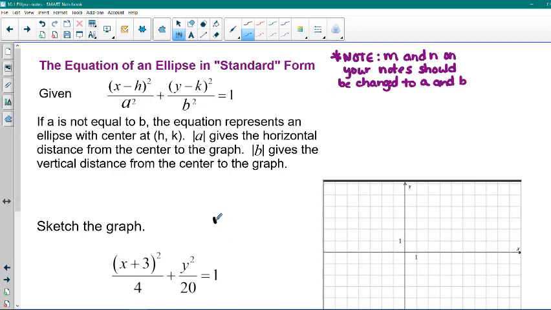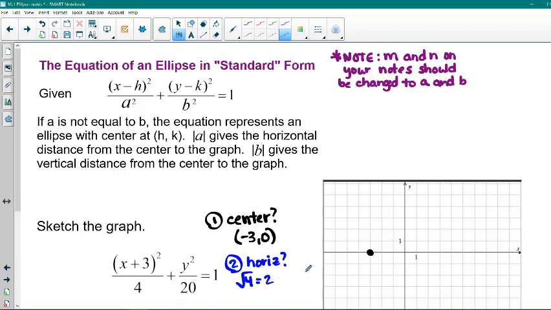So first we will want to identify what is the center, because this is where we count from. The center of this particular ellipse is going to be at (-3, 0). So we'll go ahead and locate that point here. Then the next thing that we want to consider is how far out do we go horizontally. Now, you could do vertical first, certainly that would be fine. But we look under our x term and we see a 4. We take the square root of 4 and we get 2. So from the center, we will go to the right 2 steps and to the left 2 steps.